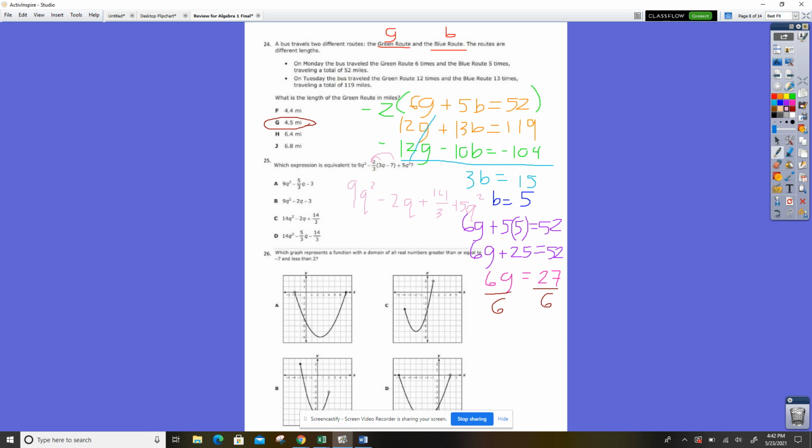Now the only thing left is to combine like terms, and our only like terms here are these q squared. So 9q squared plus 5q squared is going to give us 14q squared. And we have minus 2q plus 14/3. Then I just find the answer choice that matches, which in this case is answer choice C.